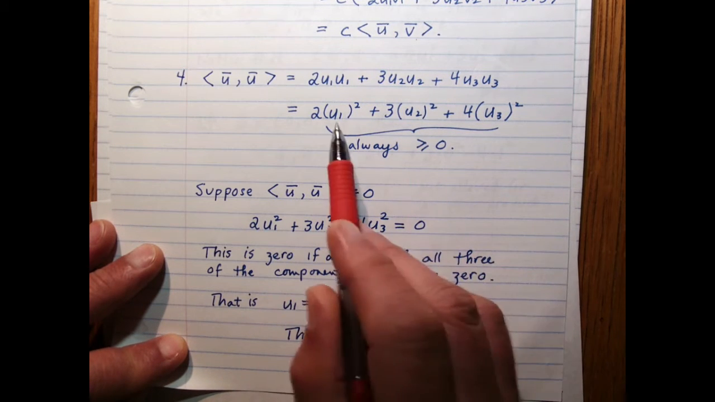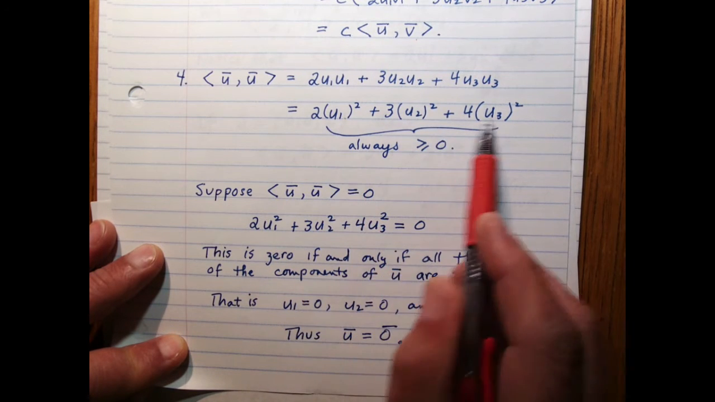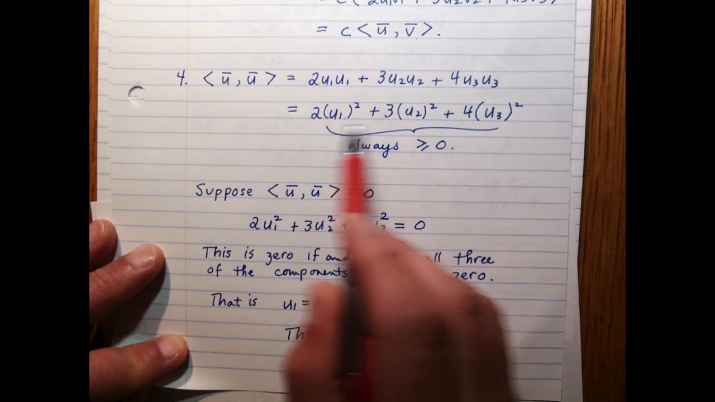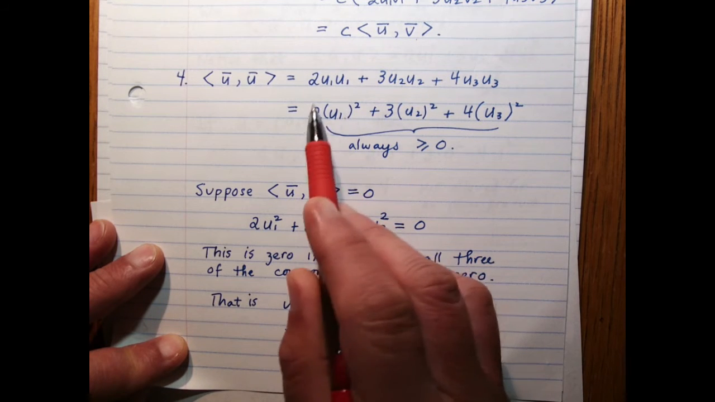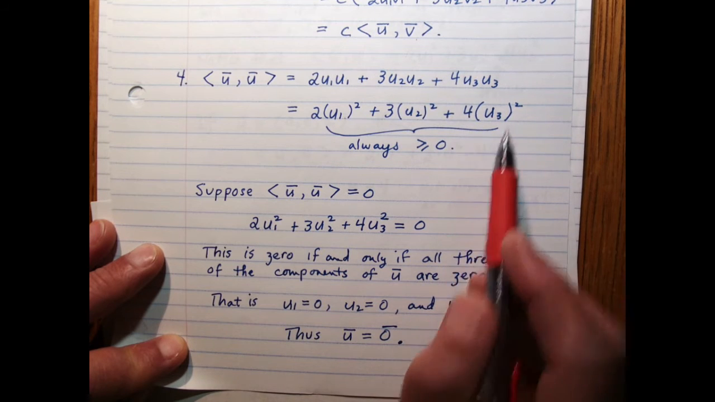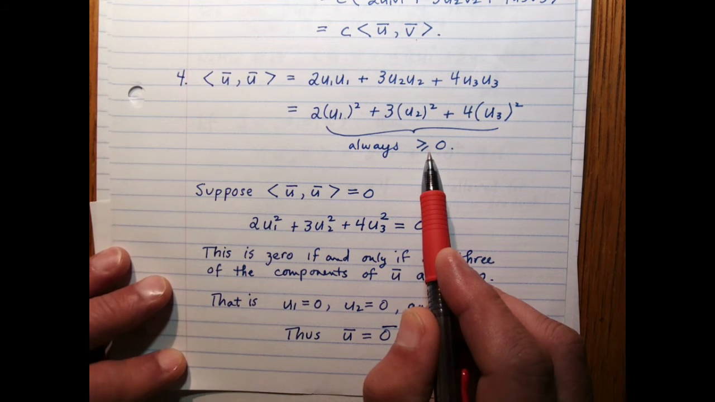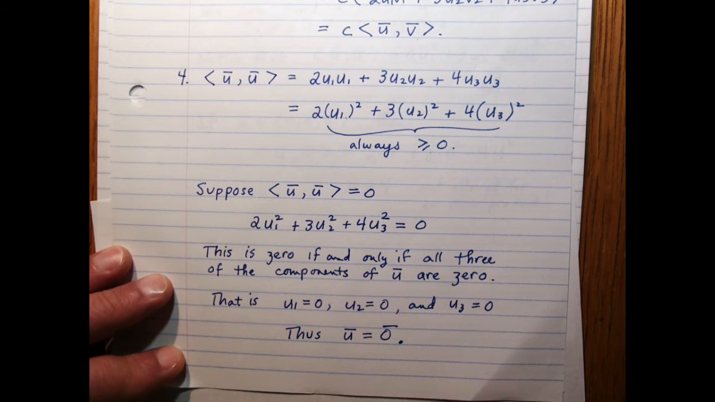And what you can notice here is there's no way this could ever be negative because of the squares and because of the coefficients here. The first term is always going to be greater than or equal to 0. Second term is greater than or equal to 0. Third term is greater than or equal to 0. That sum is always greater than or equal to 0. Okay, so we verified the first part of the fourth property.